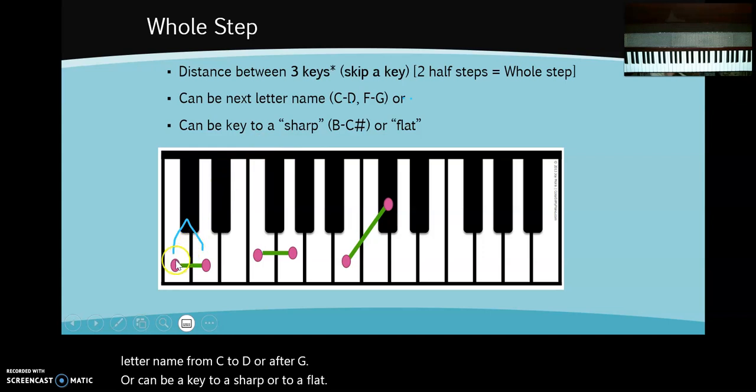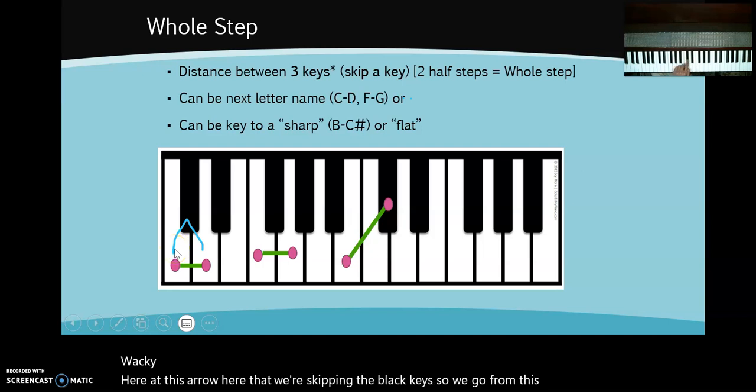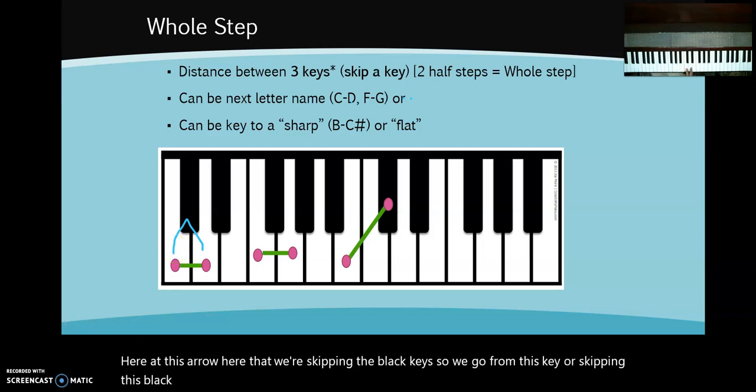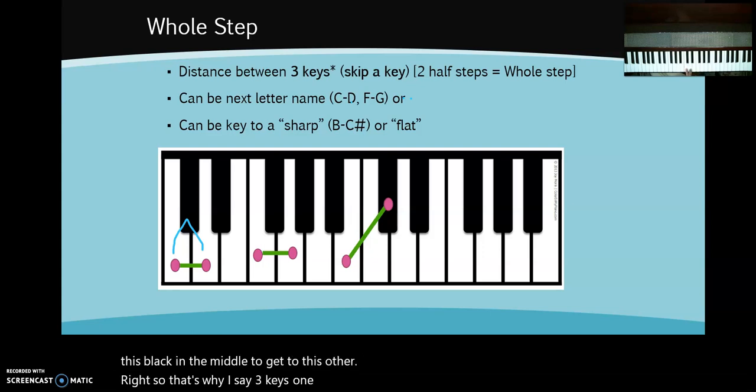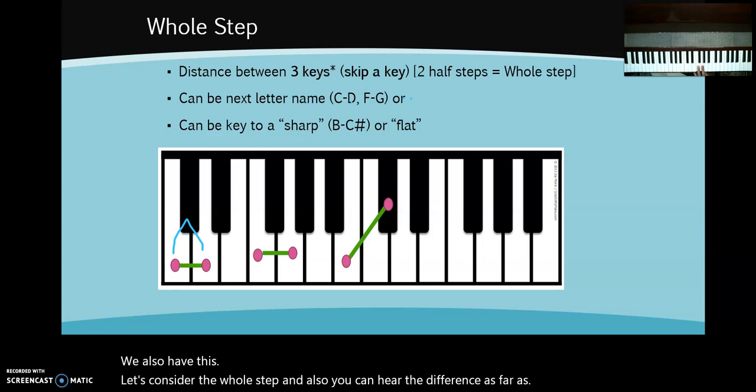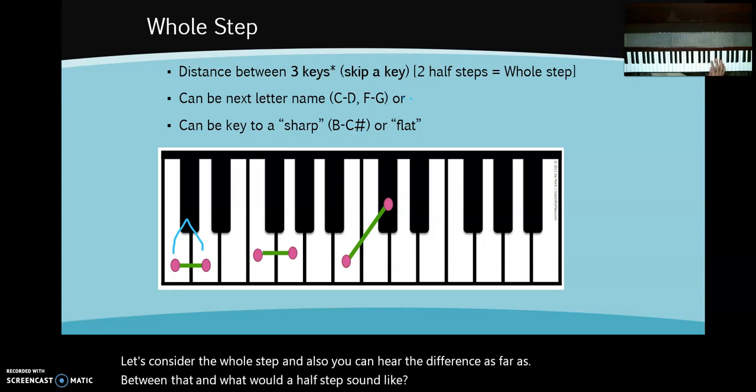So in this case, notice we have white key to white key, but look here, I have this arrow here that we're skipping the black key. So we go from this key, we're skipping this black key in the middle to get to this other note, right? So that's why I say three keys, 1, 2, 3, and then it makes this sound. We also have this, so that's considered a whole step, and also you can hear the difference as far as between that and what a half step would sound like. And finally, we have this example.